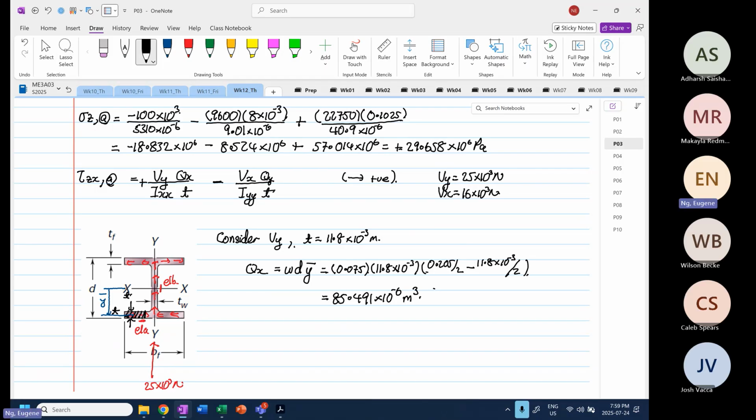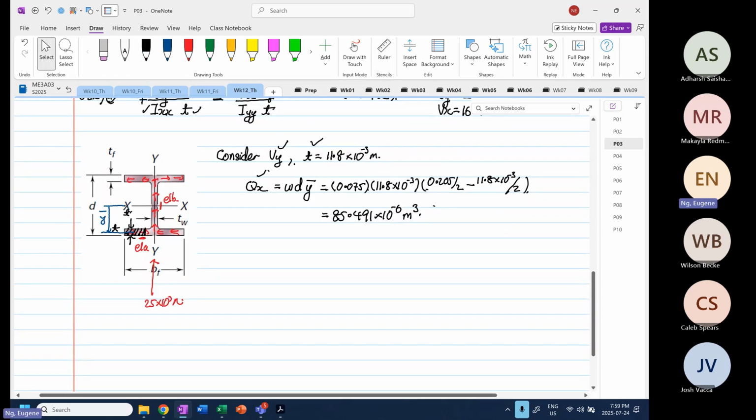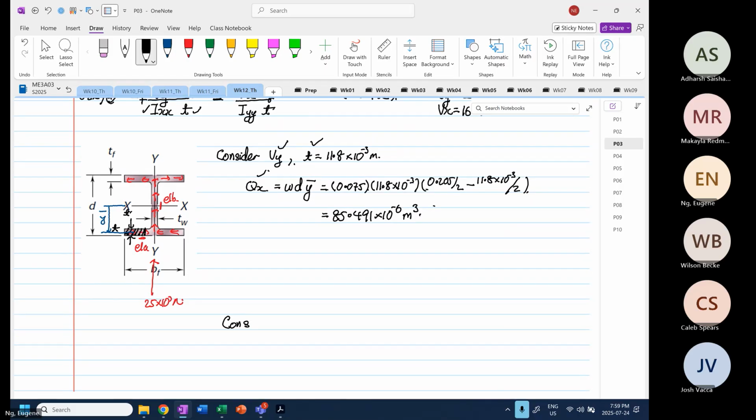So if we look at the first part of the formula, we have this, this, this, and this, right? We know Vy, we know T, Izz, and now we know our Qz. Okay. So that is considered our Vy. Then we are going to consider our Vx.